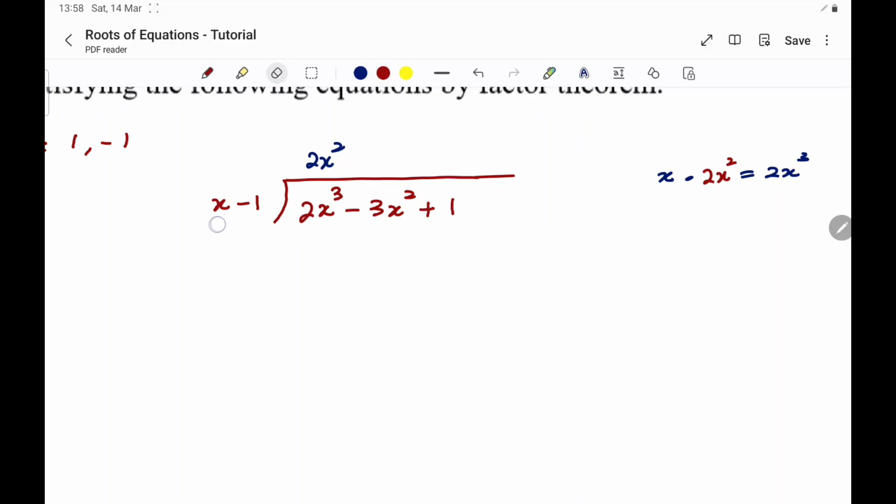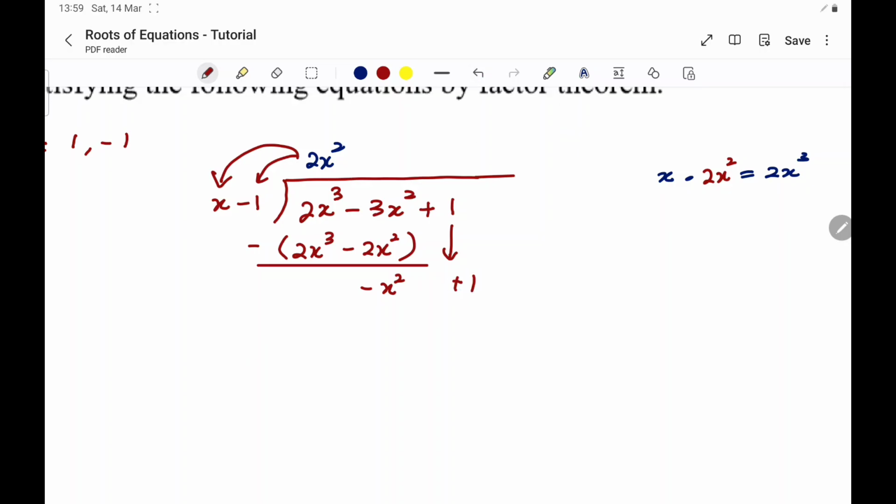Now we have to do multiplication here, which is 2x squared multiplied with x, you're going to get 2x cubed. 2x squared multiplied with negative 1, you're going to get negative 2x squared. So you put bracket, a line, and then you minus. 2x cubed minus 2x cubed is 0x cubed. Negative 3x squared minus negative 2x squared, you're going to get negative x squared. And then you bring down the 1 here.